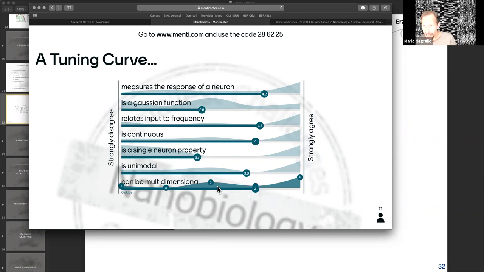Good question. Isn't it then that this multidimensional tuning curve is not a single neuron property? No, it's still a single neuron property. It's multiple dimensions that neuron is responsive to. It's a surface, probably, if it's two dimensions, or a manifold if it's three, four dimensions. So it's still going to be, what does that neuron do to the combinations of those dimensions, right?